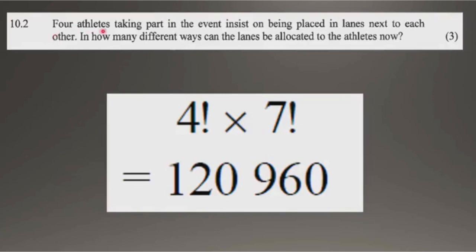The next part of the question. 4 athletes taking part in an event insist on being placed in lanes next to each other. In how many different ways can the lanes be allocated to the athletes now? Well, there we have our 4 factorial, indicating those 4 athletes that want to be next to each other. And the balance would amount to 7 factorial. When we multiply these two and find the product, we get 120,960 different ways that can be done.